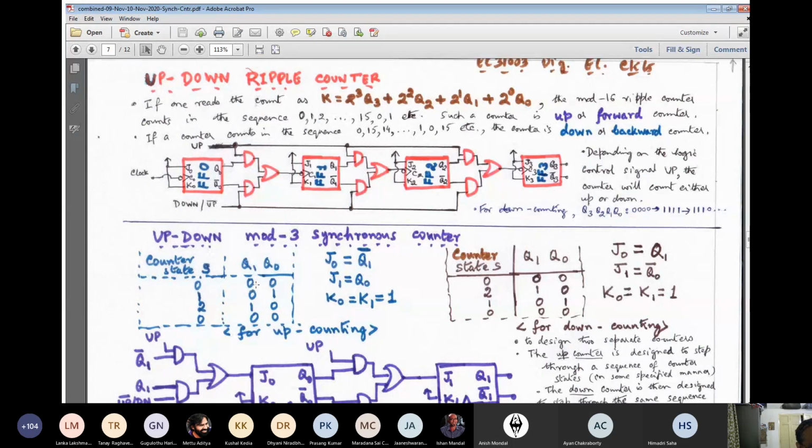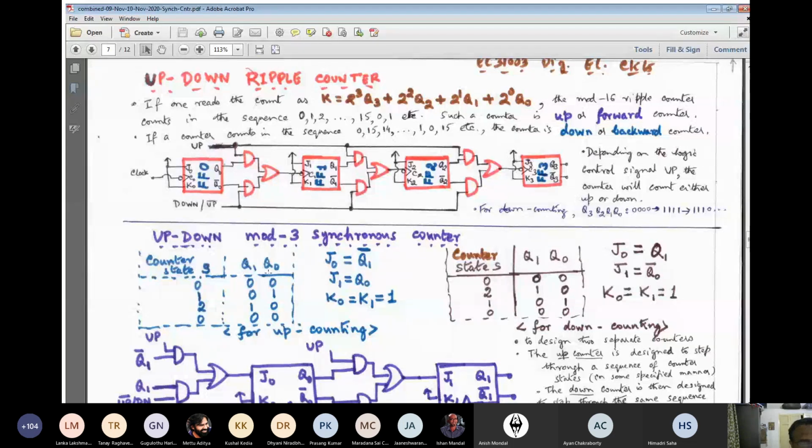The problem will be more critical when you are taking some modulo 5. Modulo 5 means you are leaving out 3. So whichever 5 states you take up for up counting, the same 5 states should be there for down counting. Do not by mistake take any state which belongs to down counting, not up counting, or some state which belongs to up counting, not down counting. The same states whichever are involved in the forward counting, that should be involved in the backward counting. Clear? Do not make this mistake.